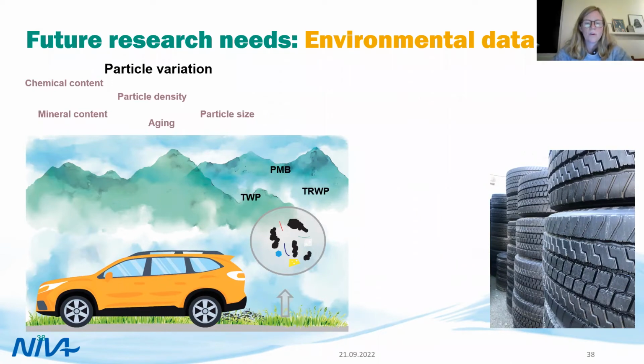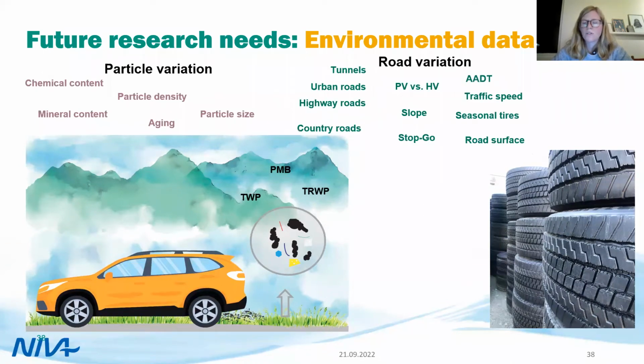We need to look at the particle variation a little bit more. We need to look at aging, different particle sizes, how that impacts our analytical side of things, and also how this is actually going on in the environment. I think we also need to consider, when we're applying for new projects, what type of roads we should include, because only looking at roads with high traffic volumes might not give us all the answers.